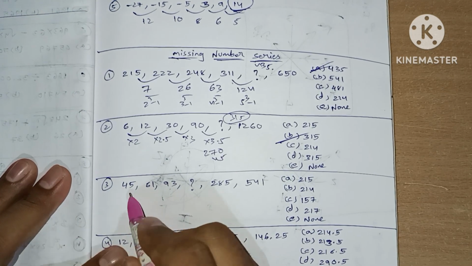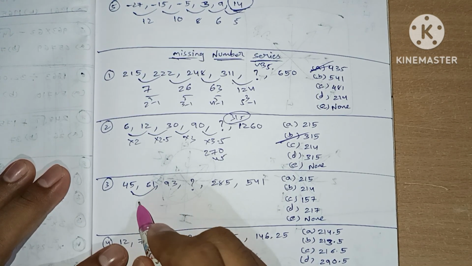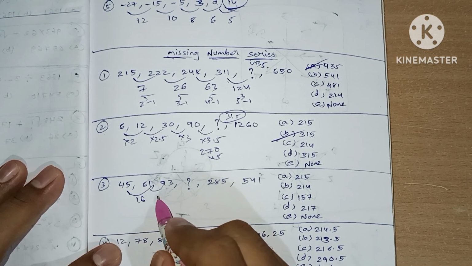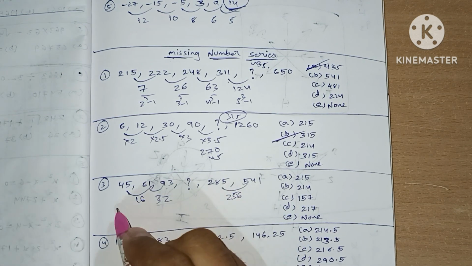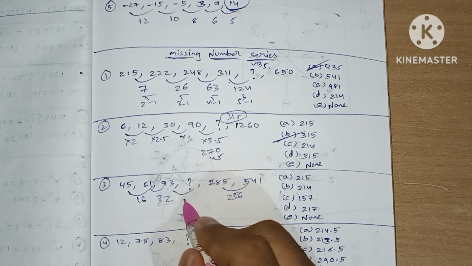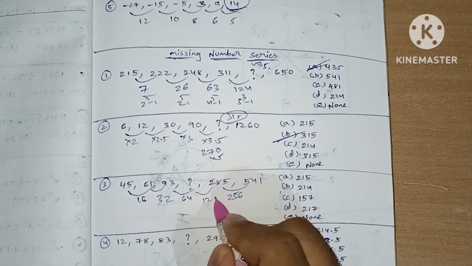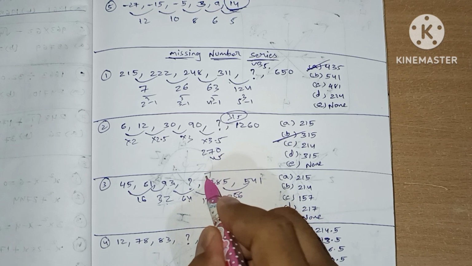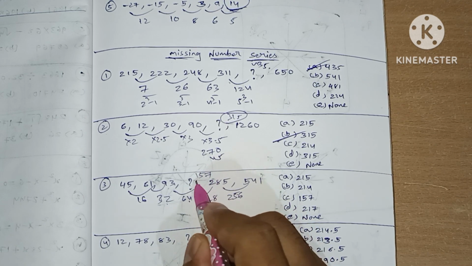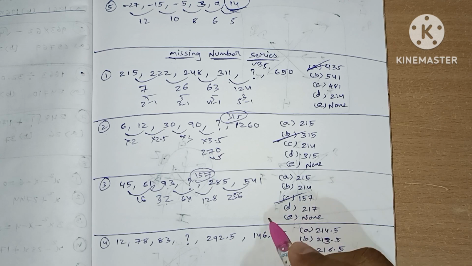Next, third question. Here we see a difference of 16. Here the difference is 32. Here we see a difference of 652. So these must be in a double. 32 doubled is 64, 64 doubled is 128. 93 plus 64 will be 157. Answer is 157, option C.